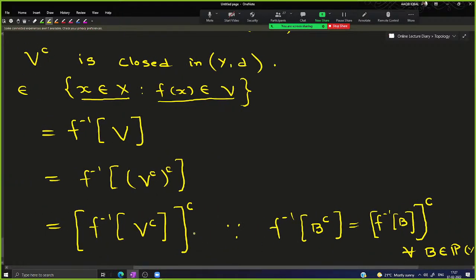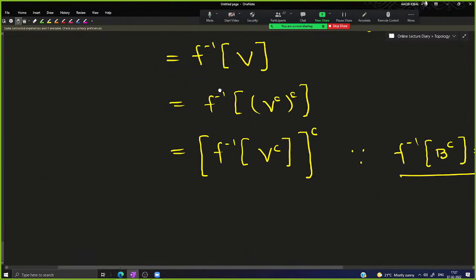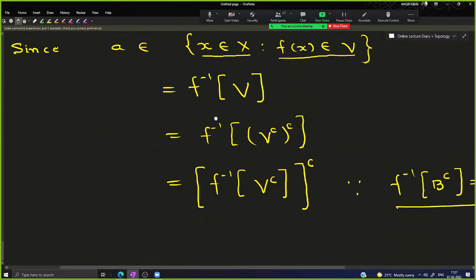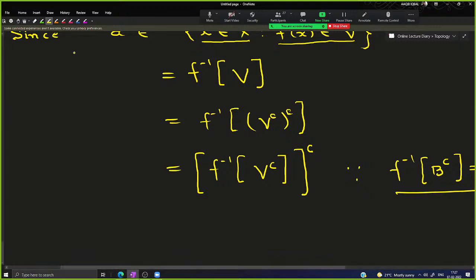Okay, here I am imagining this v complement as b. Take v complement as b, then using this property you can see this is equal to this. Keeping this in mind, a is a member of this set, which is equal to this set, and this set is equal to this set, so I am saying that a is a member of this set.